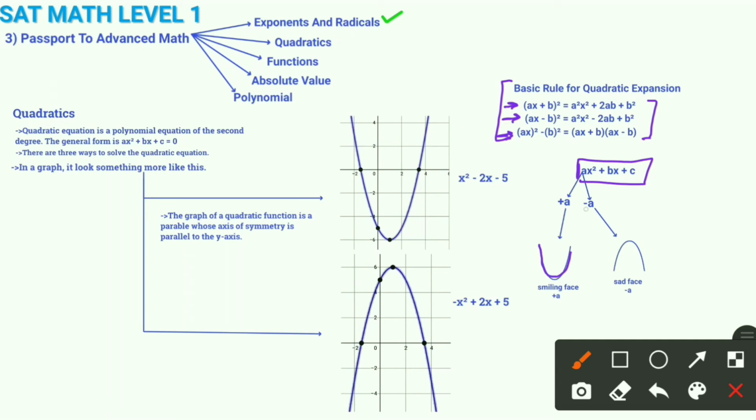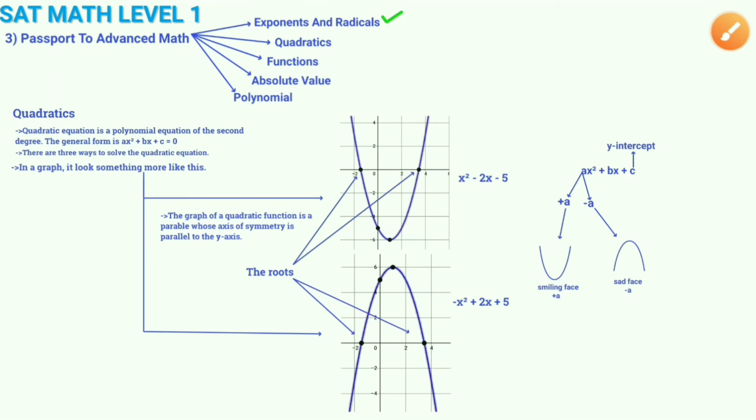Then you should also understand that if a is positive, then it's going to be a smiley curve, and if a is negative, then it's going to be a sad curve. Okay, so a is positive, smiley curve; a is negative, sad curve. The graph of a quadratic function is a parabola whose axis of symmetry is parallel to the y-axis.